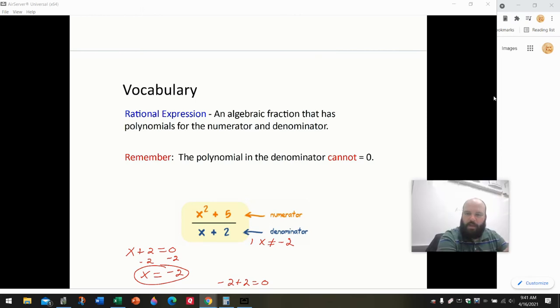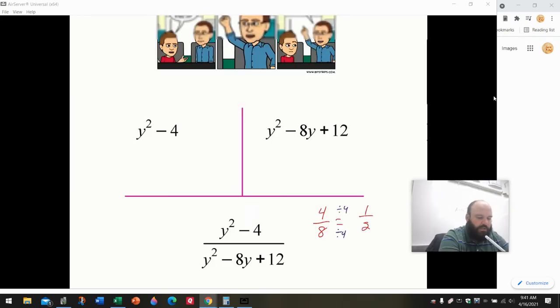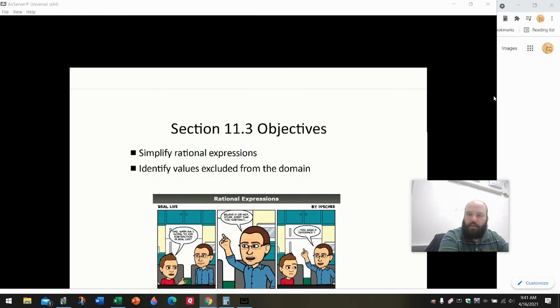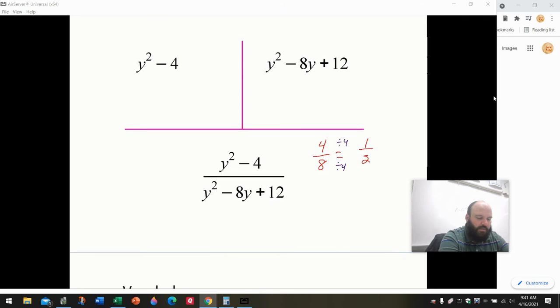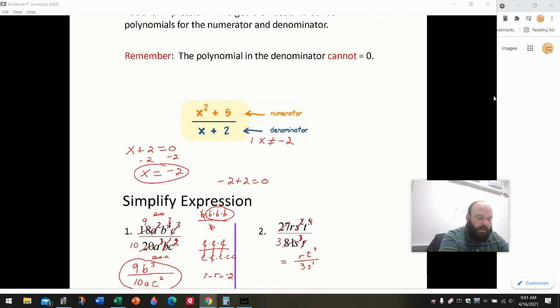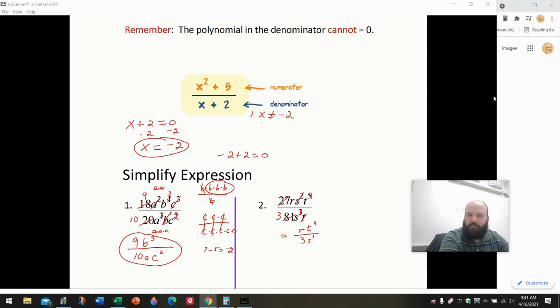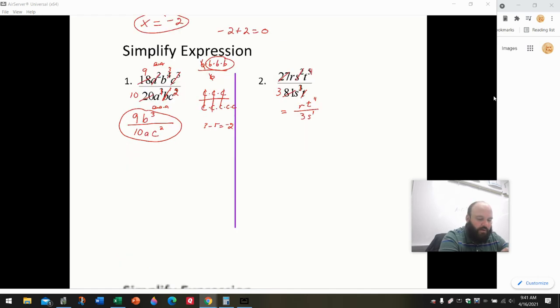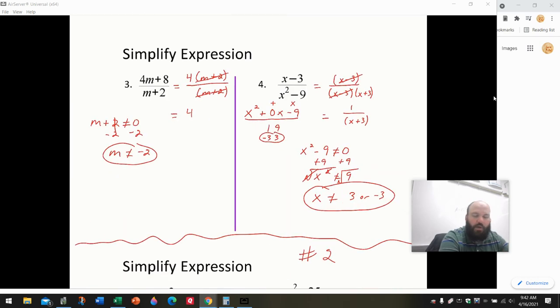Hello, everybody. So today we're going to continue our discussion in Chapter 11, Section 3. And if you recall in the last video, we began discussing how to simplify rational expressions. A rational expression is an algebraic expression that has a numerator and a denominator. The way that we simplified those was that we would take the expressions that we had, and if they were factorable, we factored them, and then we crossed off common factors between the numerator and the denominator.